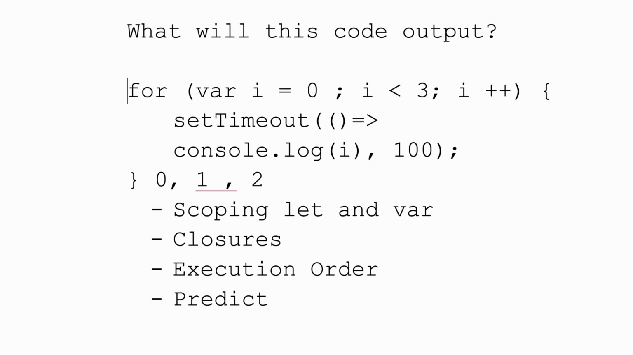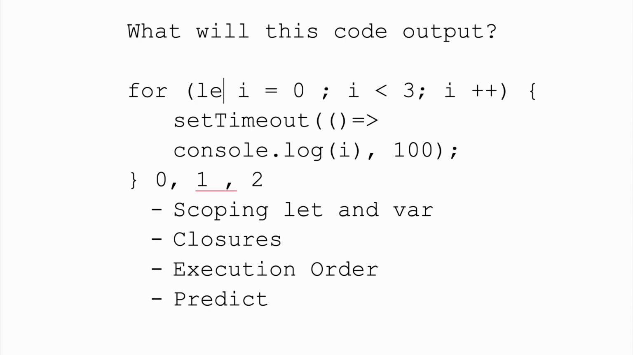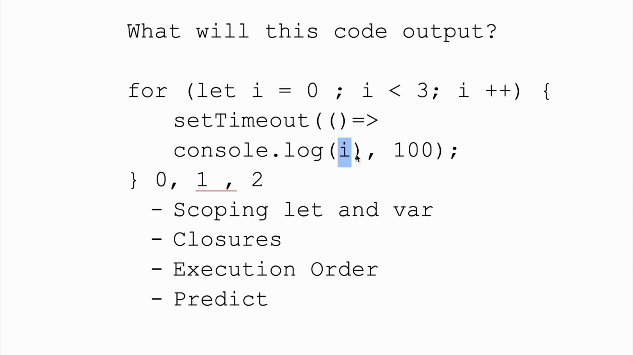If you wanted to have 0, 1, 2 printed out, you would use the let keyword. Why? Because it is block scoped. So for each time the loop runs, when i is equal to 0, the loop runs as 0, and this console.log of i references that first block. It gets that value as 0, the same for 1 and the same for 2. I hope that makes sense.